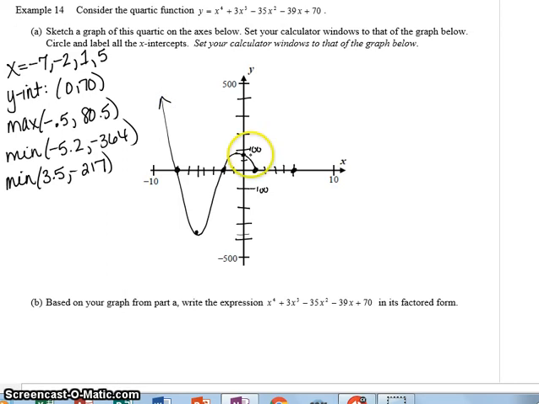All right, my last min is at 3.5. 1, 2, 3. Here's 3.5 right there. And then -217. So maybe right around there. So then I do this and done.